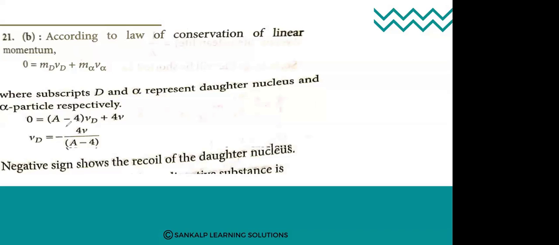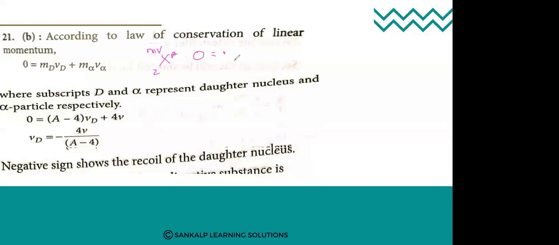So here the statement is: momentum before collision is equal to momentum after collision. As we know, momentum is expressed in terms of m into v. Initially the nucleus is at rest. So therefore the initial momentum will be 0, which is equal to the momentum after.